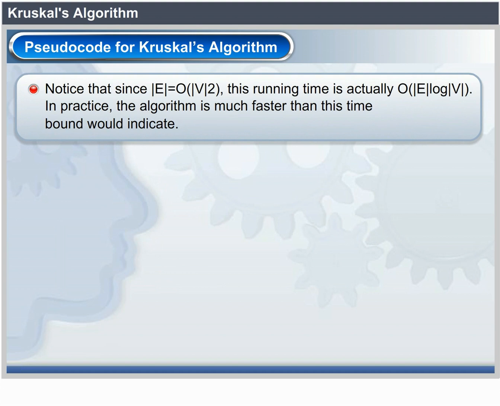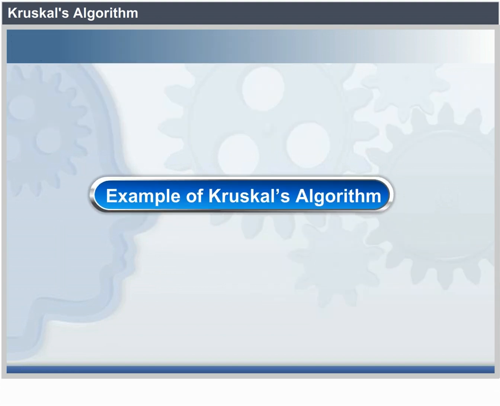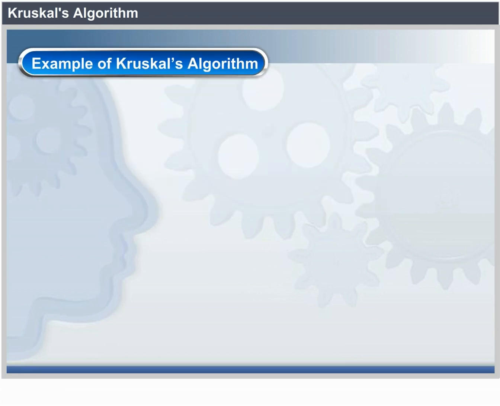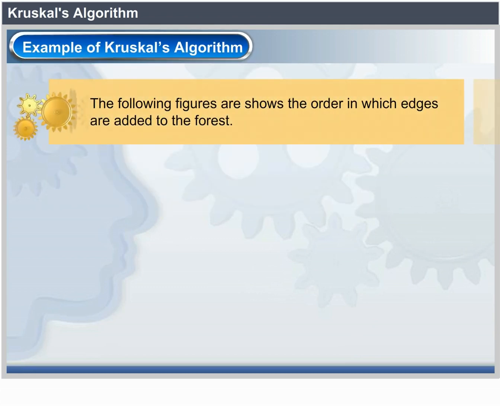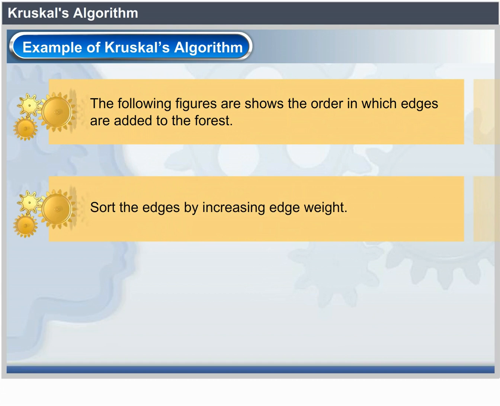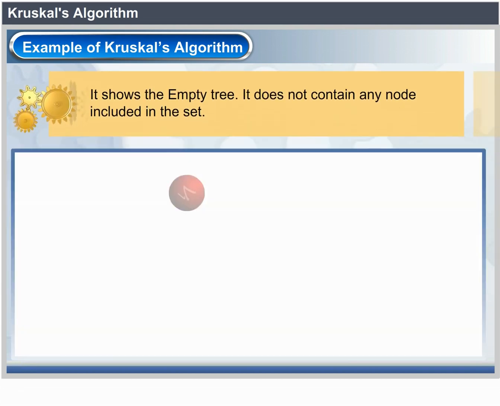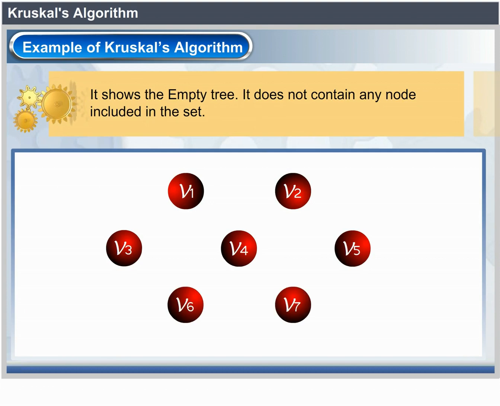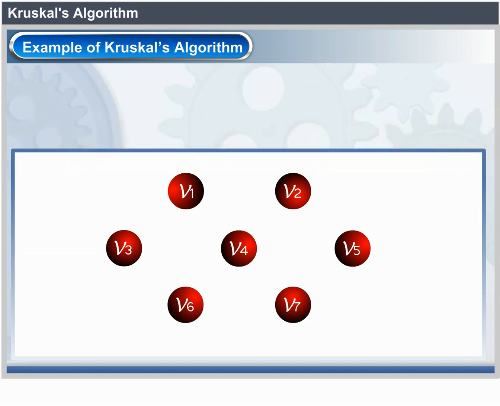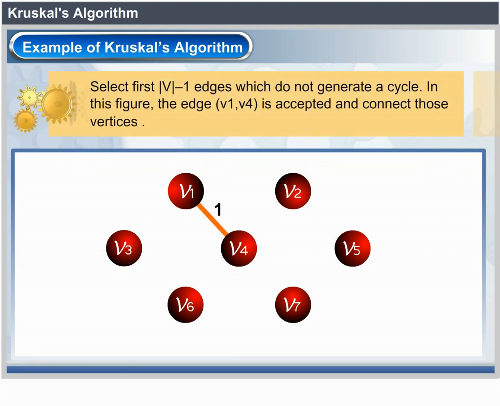Example of Kruskal's algorithm. The following figures show the order in which edges are added to the forest. Sort the edges by increasing edge weight. It shows the empty tree. It does not contain any node included in the set. Select the first |V| minus 1 edges which do not generate a cycle.